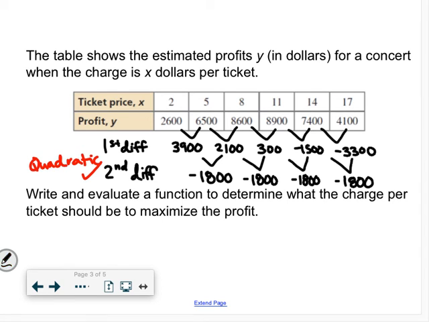Now, I wouldn't necessarily worry too much about that part, but it is helpful later on, as we learn more about polynomials. If your second differences were not the same, but your third differences were, then you could use a cubic polynomial to model it. And you can just keep extending that. So you could figure out what the degree, or the highest exponent, of your polynomial would be. Okay, so at the very least, we know it's quadratic now, which we kind of suspected from the way the data was moving. Now we're going to write and evaluate the function.